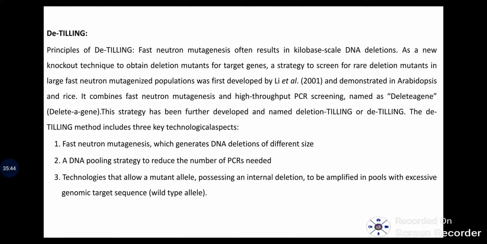What are the methods involved in this? The steps involved are fast neutron mutagenesis, which generates DNA deletions of different sizes, a DNA pooling strategy to reduce the number of PCRs needed, then technologies that allow mutant alleles containing internal deletions to be amplified in pools with excessive genomic target sequence or wild type alleles.